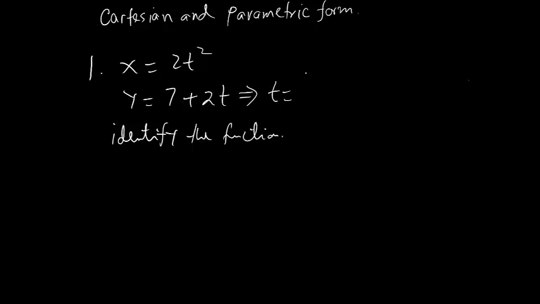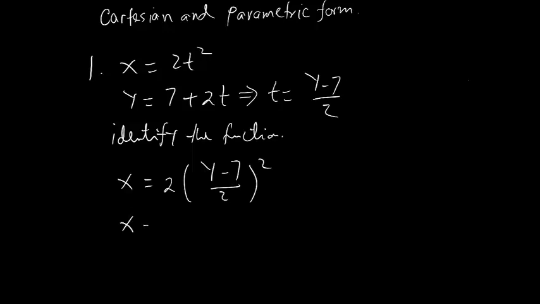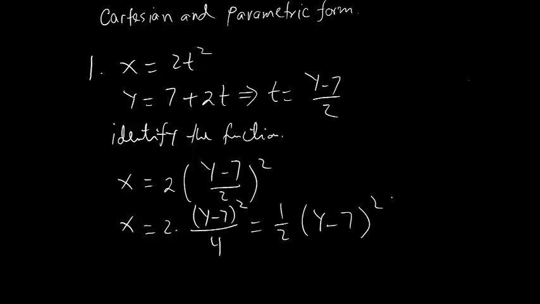So t will be y minus 7 over 2, and then put it back in equation 1: 2 times y minus 7 over 2 squared. So you get x equals, this is 2, this one will be 4, and you can say y minus 7 squared. You can leave it like that. So then finally it will look like 1/2 y minus 7 squared.